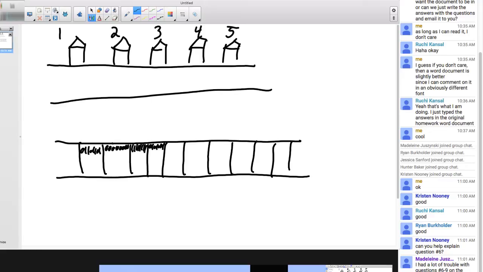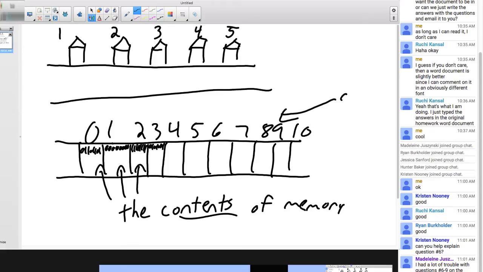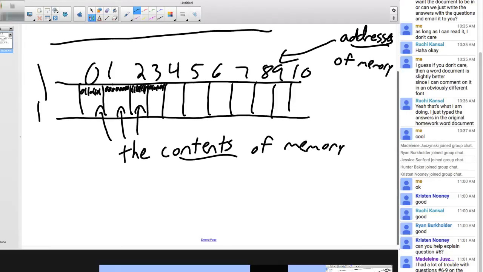Every one of those bytes in memory has an address, a location. So these guys are the contents of memory, and these guys are the addresses of memory. The addresses are the locations of the actual things in memory. Okay? So what question 6 asks, let me write question 6 slightly differently.